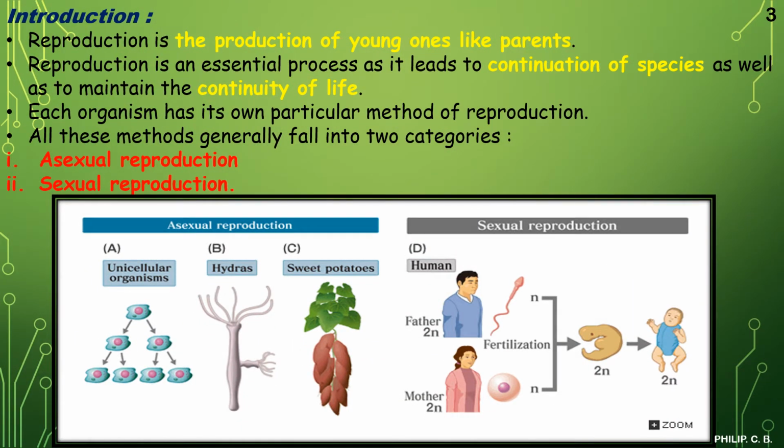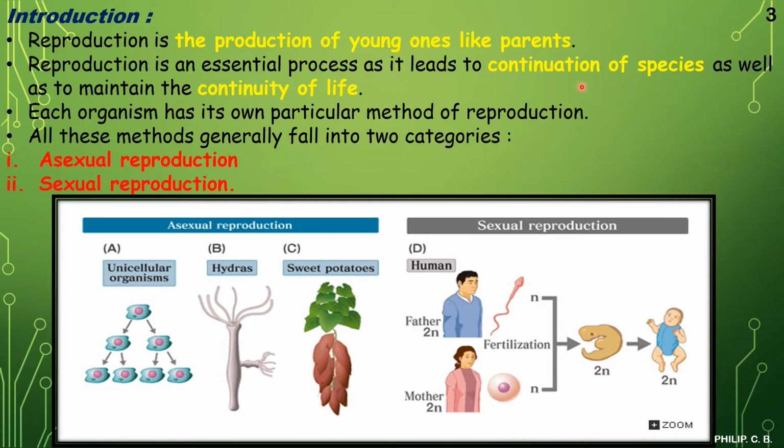Now moving on to the next slide, where we are going to learn the introduction part of the chapter. Now here the first point, reproduction is the production of young ones like parents. As we know, reproduction is nothing but from the parent the offspring is formed. So production of young ones which are similar to parents. Second point, reproduction is an essential process as it leads to continuation of species as well as to maintain the continuity of life. Now what does that mean, continuation of species?